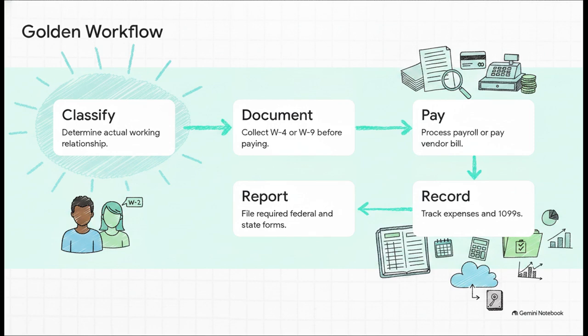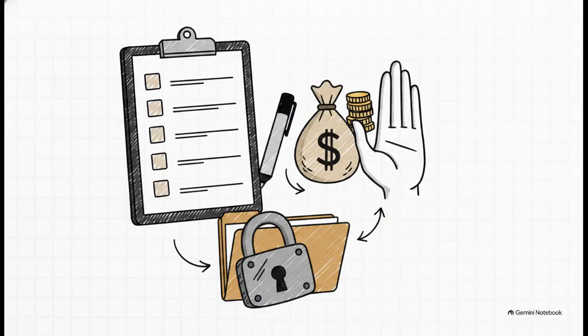Step 2 is document. And if there is one golden rule here, it's this: always collect your paperwork before you make that first payment. For employees, you need their W-4 and employment eligibility sorted before they even start working. For contractors, you have to get a completed W-9 with their legal name and taxpayer identification number, or TIN. Seriously, if you pay a contractor first and tell yourself, oh, I'll grab the W-9 later, you might never see it. And that creates a massive compliance nightmare at tax time. Oh, and this is highly sensitive data we're talking about, so keep it locked down and secure.